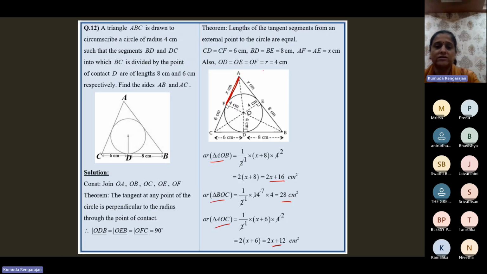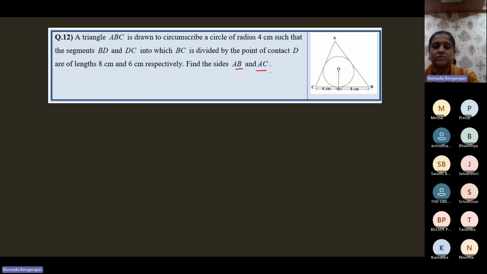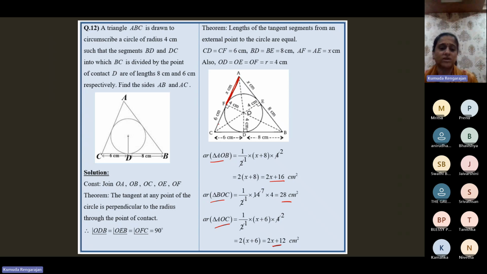The question is to find AB and AC. So what is AB? AB is x plus 8, and x is 7. So AB is 7 plus 8, 15. And AC is equal to 7 plus 6, 30. So the sides of the triangle are 15 and 30.